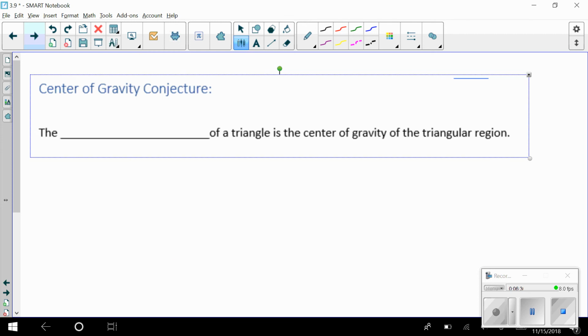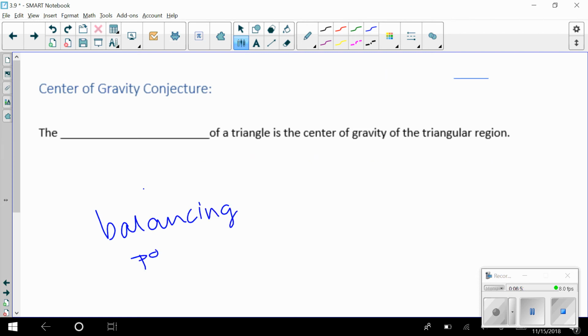Okay, so we'll look at a couple practice problems in just a minute, and we'll refer back to that diagram, but I want to define this last piece, the center of gravity conjecture. So the center of gravity is like the balancing point. And the centroid is the center of gravity of a triangle or of a triangular region.